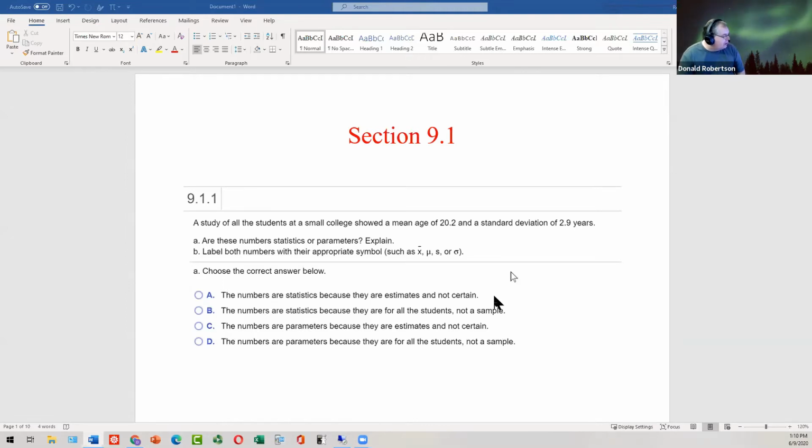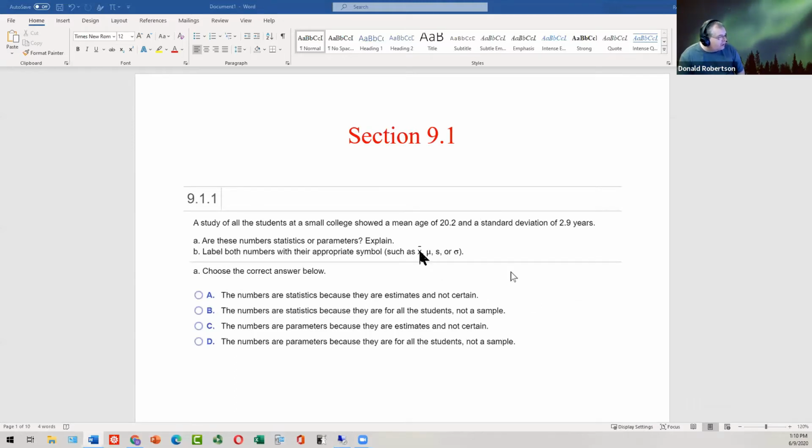So it goes on and says what these are. The choices are: the numbers are statistics because they are estimates and not certain, and the numbers are parameters because they are from all the students, not a sample. So the choice here would be D. You've taken everybody, so you know it's going to be 20.2.